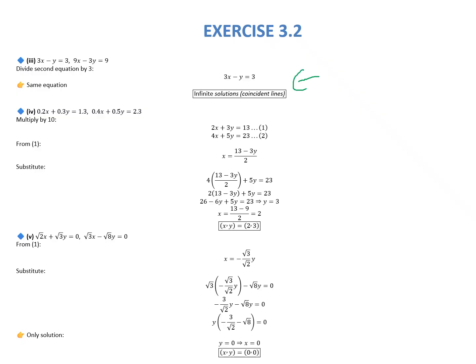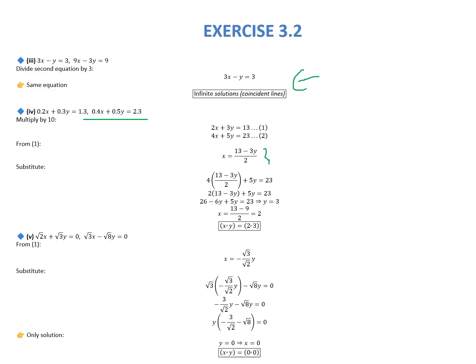0.2x plus 0.3y is equal to 1.3, and then we have 0.4x plus 0.5y is equal to 2.3. What we'll do is first multiply the entire set of equations by 10 so that we can remove the decimals from each equation. So the equations are 2x plus 3y is equal to 13 and 4x plus 5y is equal to 23. As a next step, we'll put one variable on the LHS and take everything to the right side. In the first equation, we are putting x on the LHS and taking everything to the RHS, which is 13 minus 3y upon 2.